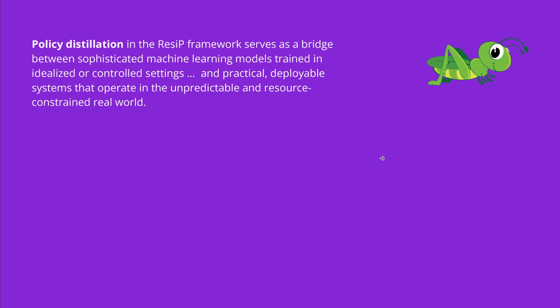So, if you want, in the easiest way, policy distillation here is a bridge between sophisticated machine learning models trained in the perfect controlled environment, and it bridges here over to the practical, deployable system that operates in an unpredictable world on Mars where our resources are restrained.